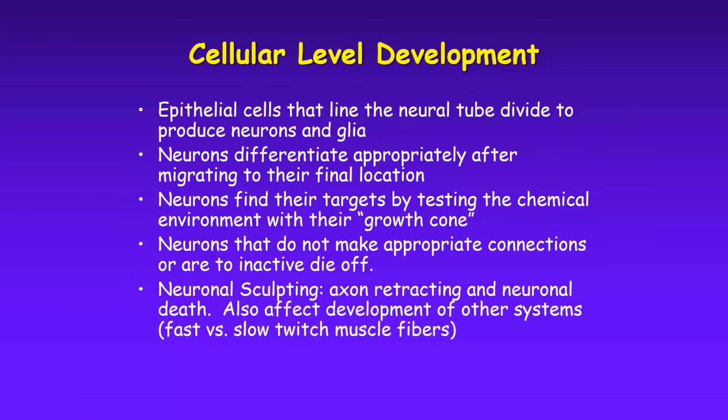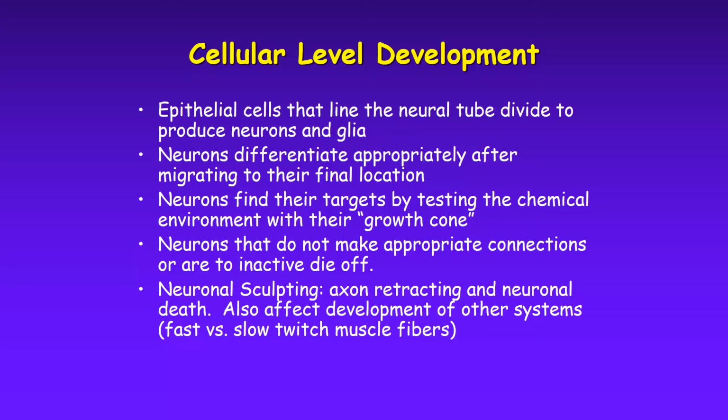So let's talk about the cellular development here as the maturing nervous system occurs. So you have those epithelial cells that are that very, very inner lining of the neural tube, okay, that line it and divide into neurons and also glial cells. So some of those will differentiate into your supporting glial cells. Neurons differentiate appropriately after migrating to their final location.